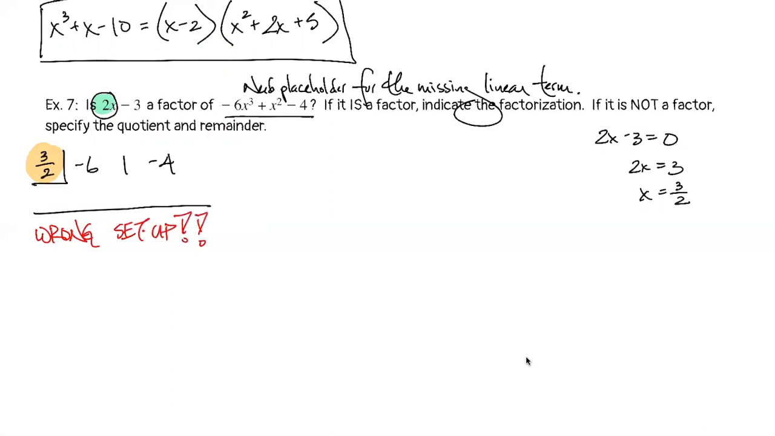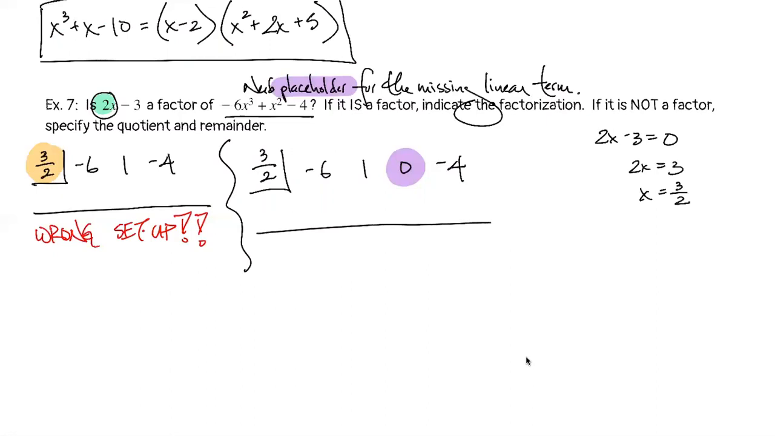Right? Double exclamation point. We did not leave space for our linear term. So we can keep the 3 halves, but we need a -6, a 1 for the x squared, a 0 for the x, and the -4. Okay, so this is that placeholder that we talked about earlier. After we've double checked our coefficients, we're going to skip a line, draw a line, and bring that first number down, -6.